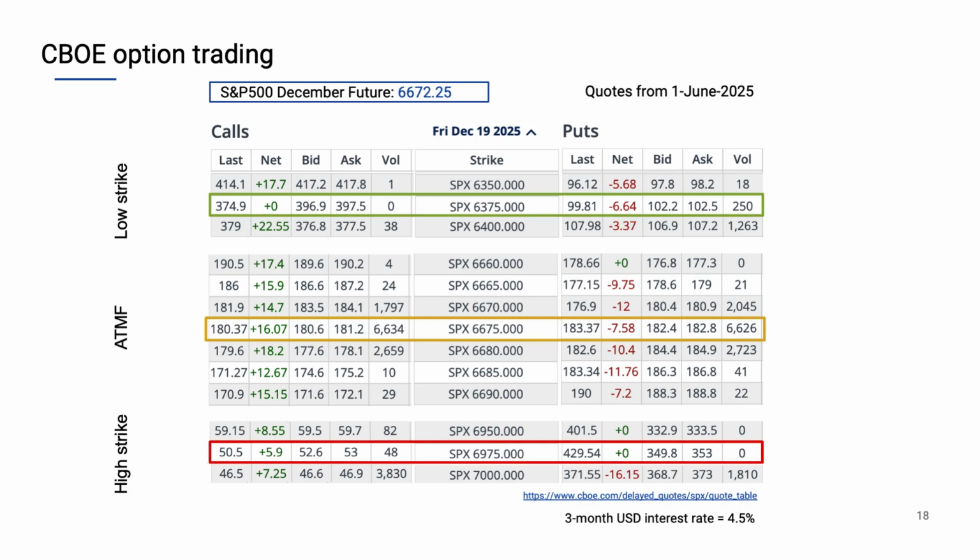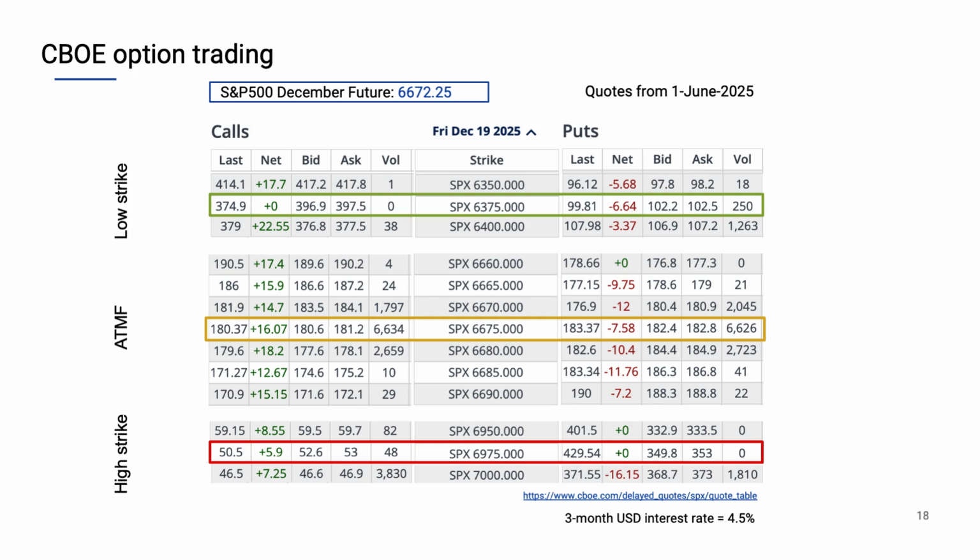The 6,675 strike, highlighted in yellow, is approximately at the money forward. The lower 6,375 strike is highlighted in green, while the higher 6,975 strike is highlighted in red.